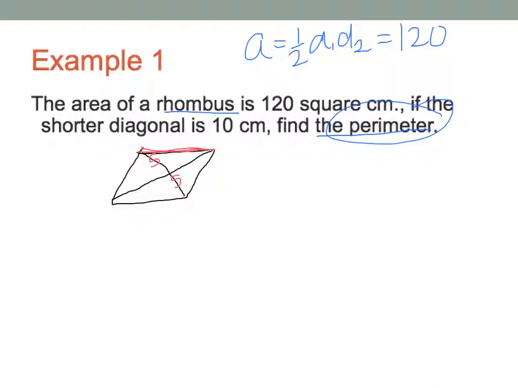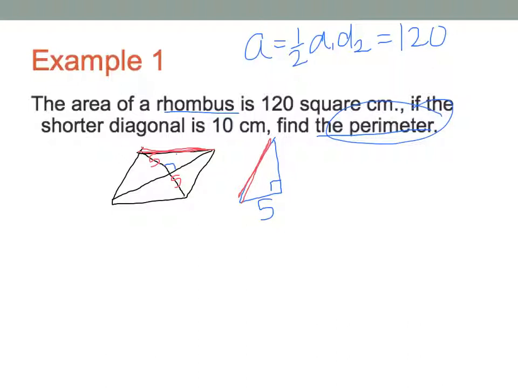I also know though that I've got right angles that are created here by my diagonals. The diagonals are perpendicular to each other. So let's separate one. Let's take this triangle over here. And I know this is 5. This here is my red side that I'm looking for the length, and I have my right angle. Okay. Let's go back to what I was given.